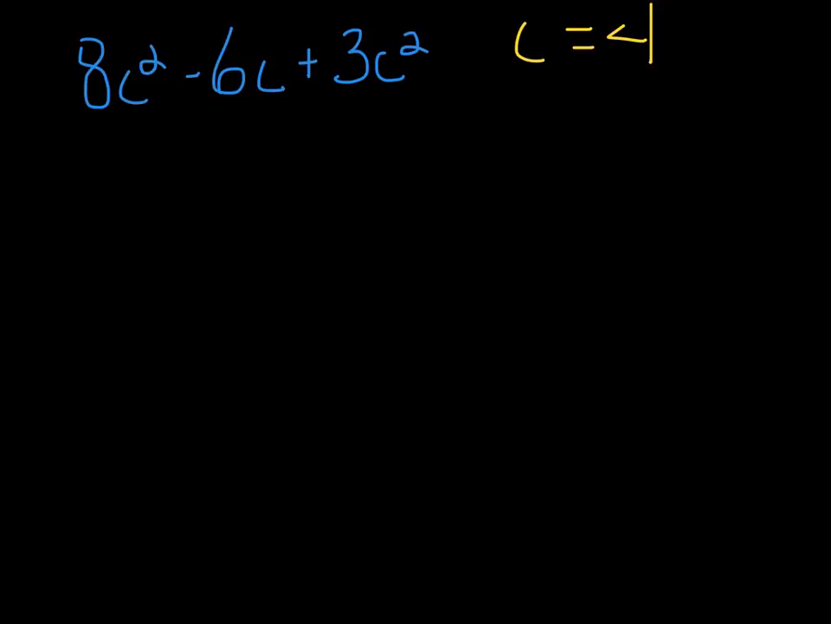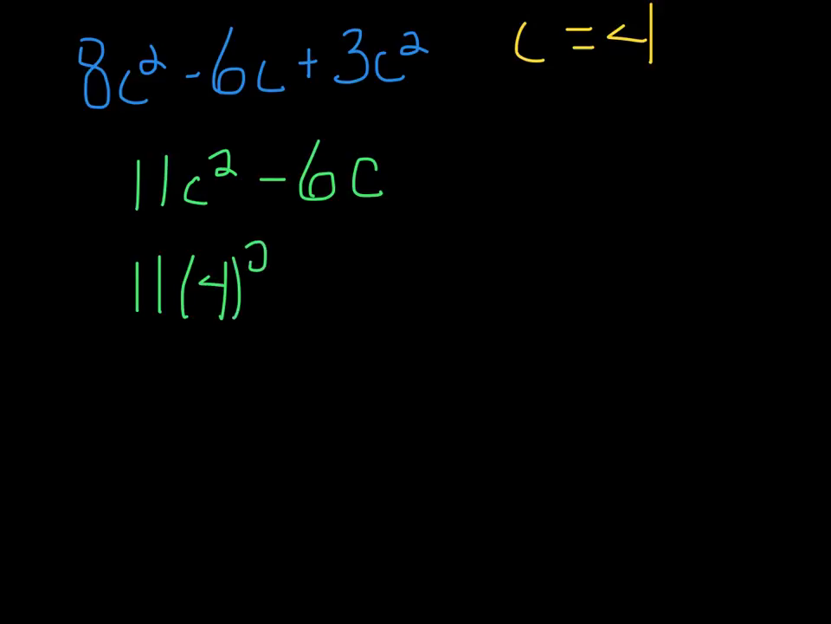So 8c squared plus 3c squared equals 11c squared minus 6c. Now we'll put our value into here. So we have 11 times 4 squared minus 6 times 4.